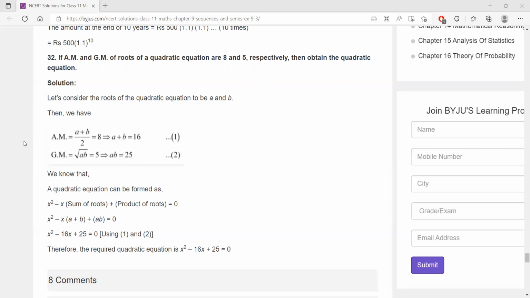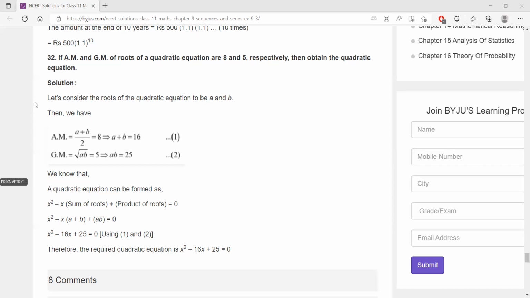And I hope you are aware of the general form of the quadratic equation. The quadratic equation is nothing but x square minus x times the sum of the roots plus the product of the roots is equal to 0. So it's x square minus x times the sum of the roots, which is a plus b, plus the product of the roots, which is ab, because here the roots are a and b, isn't it? So you obtain the sum of the roots from the arithmetic mean, and you obtain the product of the roots from the geometric mean. Can you follow, Radha?